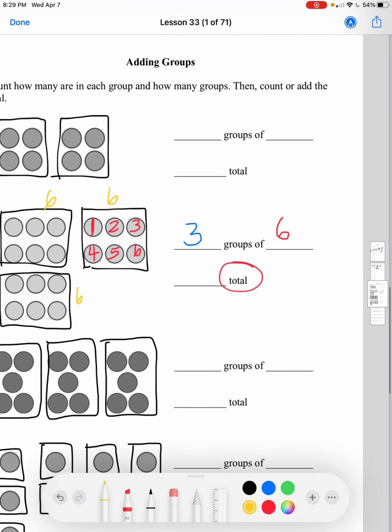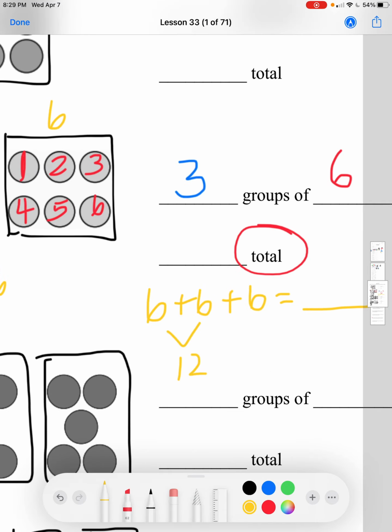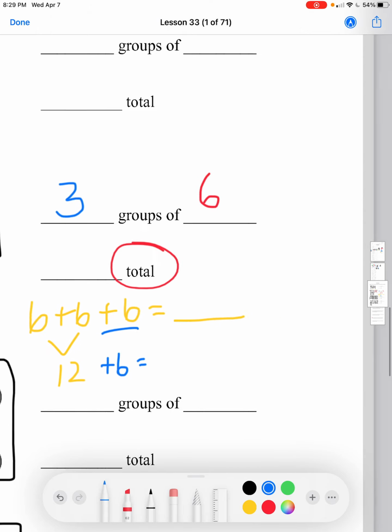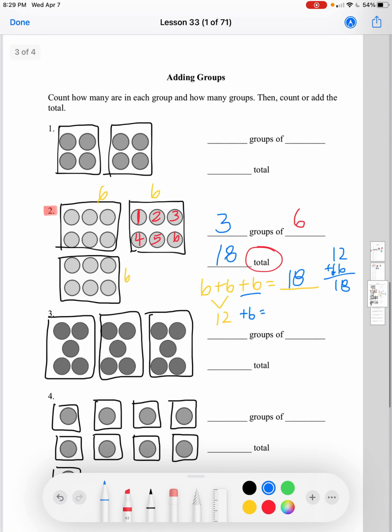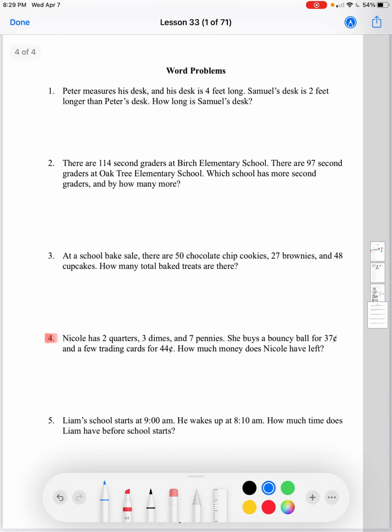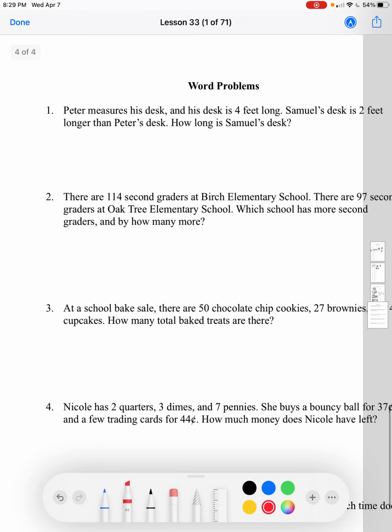Then we would do 6 plus 6 plus 6 equals 6 plus 6, this equals 12. Then 12 plus 6 is 18. We have 18 total. You can go through and count and you'll see that we do have 18 total. And then word problems. We're actually not going to do number 4. Sorry about that. We will be doing number 2.